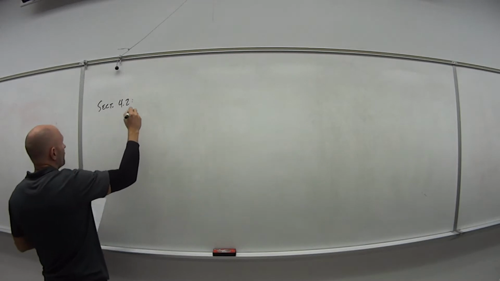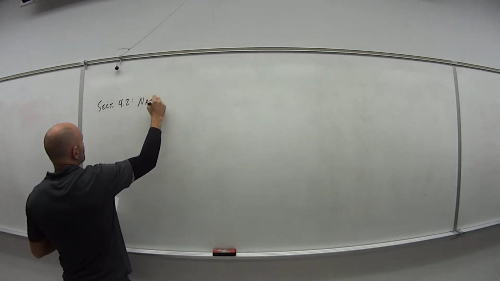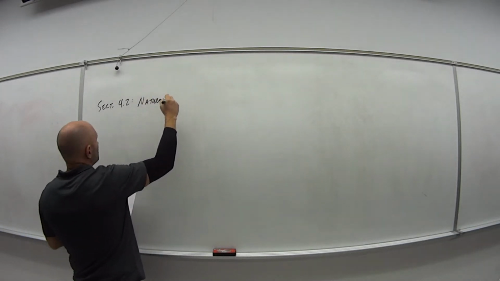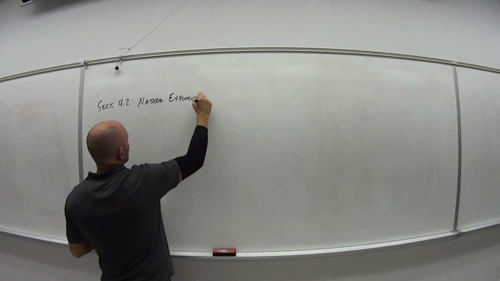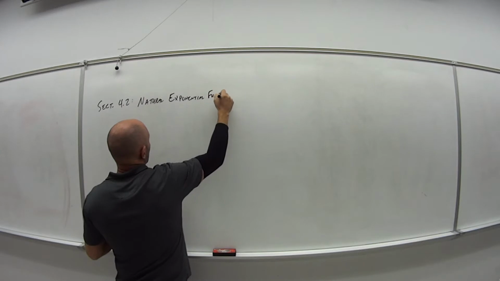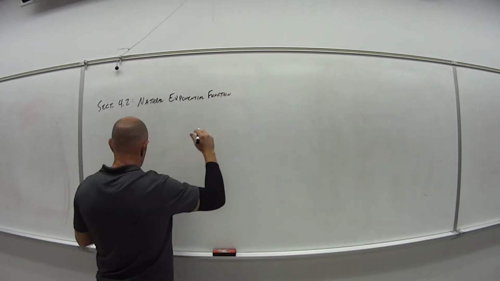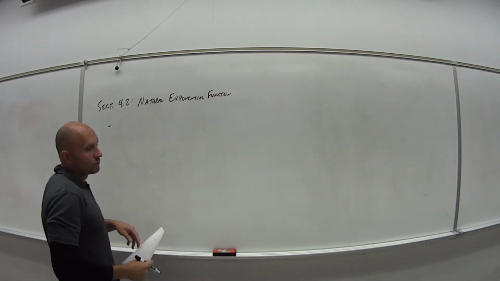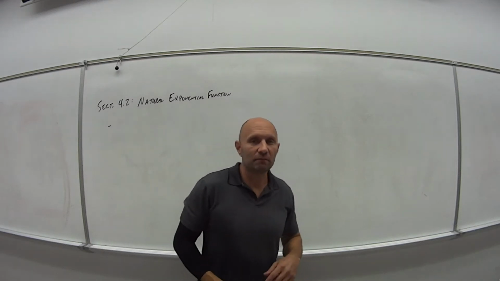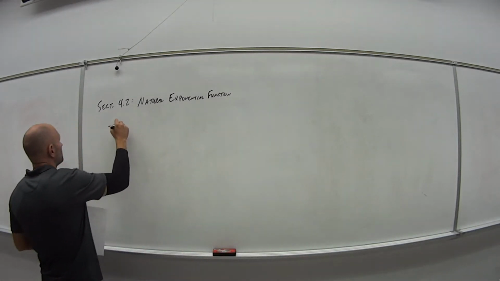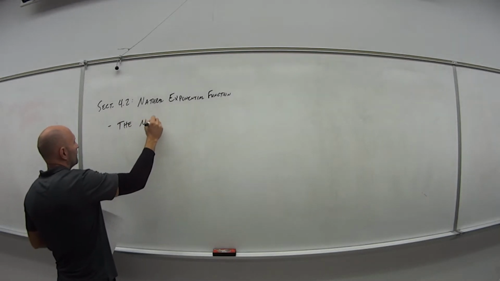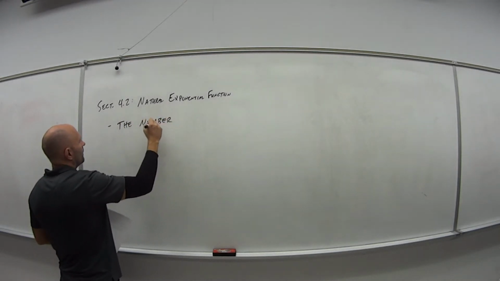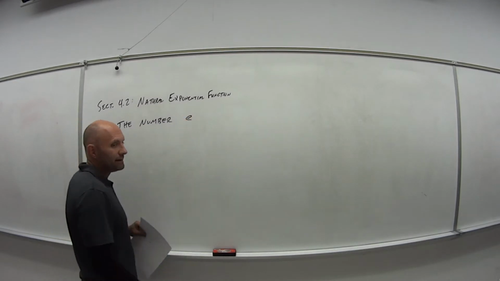In section 4.2 we look at the natural exponential function. So what we're specifically looking at is what's known as, and this is why math people and English people don't get along, but it's the number E.